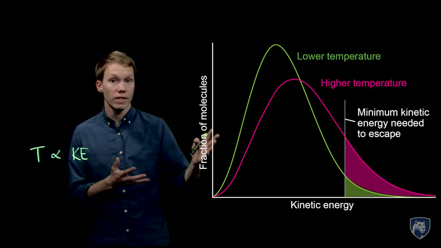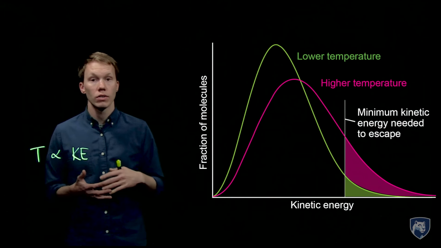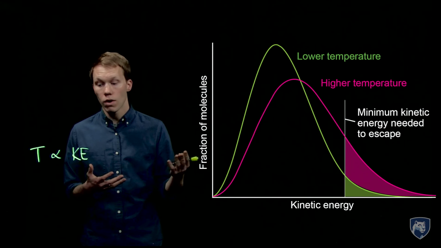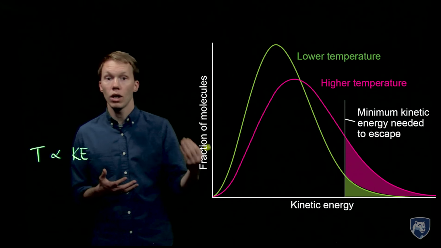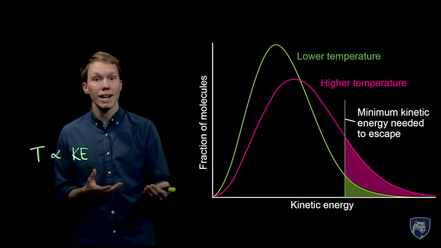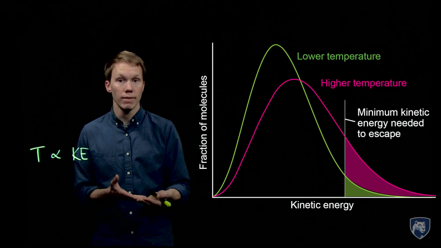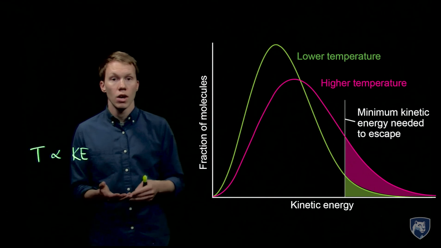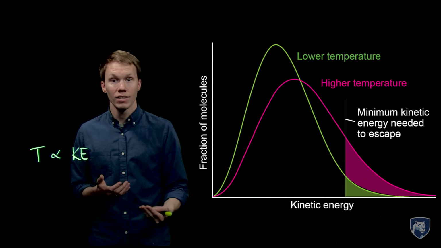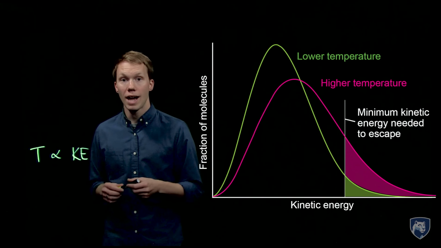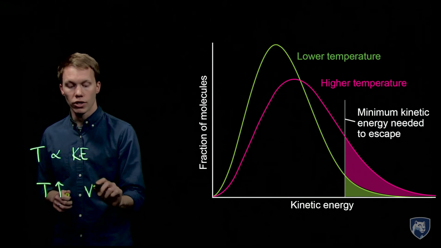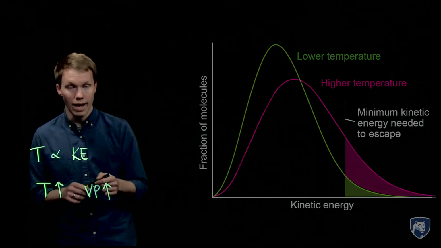Well, it's shifted to higher kinetic energies. A large number of molecules still have a lower amount of kinetic energy, but there is a larger fraction now that have a high kinetic energy, and a larger fraction above that threshold to evaporate. So at higher temperatures, more molecules can evaporate. More molecules evaporating means higher pressures. So as temperature increases, vapor pressure will increase as well.